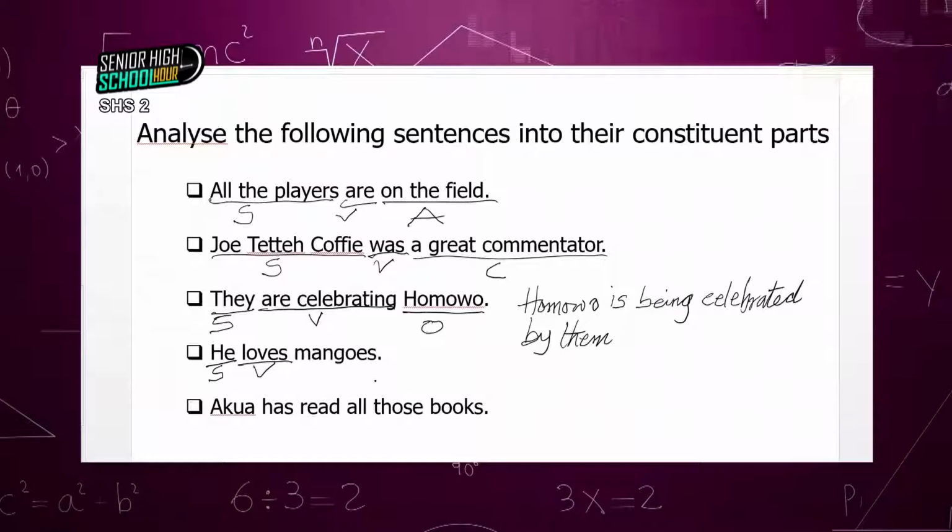Our next example. What's the verb? Loves. Great. Therefore, our subject is mangoes. He loves mangoes. Mangoes are nouns. Can we passivize them? Mangoes, plural. So we go for are, because the verb in the sentence here is in the present. So mangoes are, we use a past participle form of loves, which is loved. So mangoes are loved. We can have that.